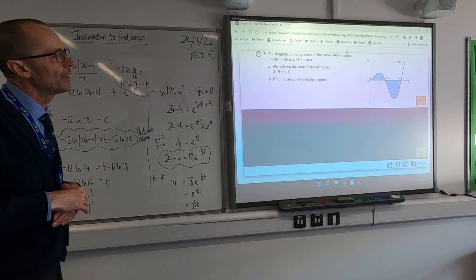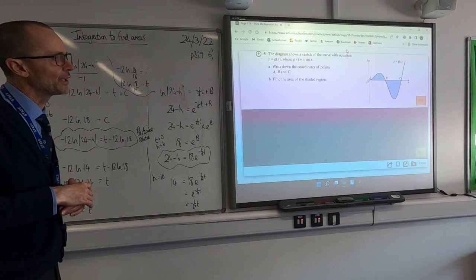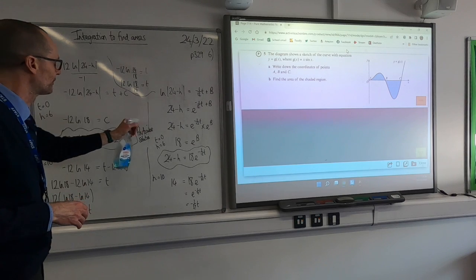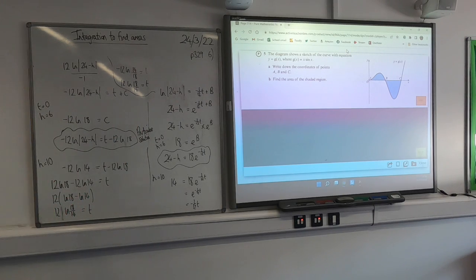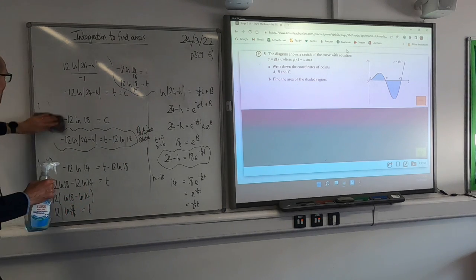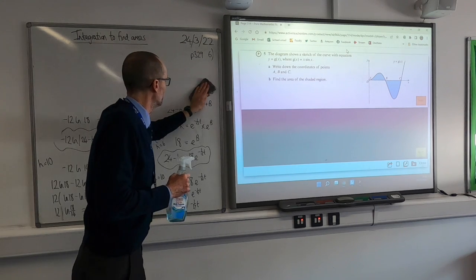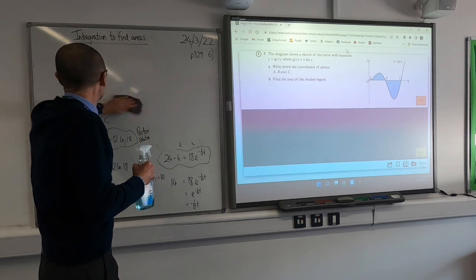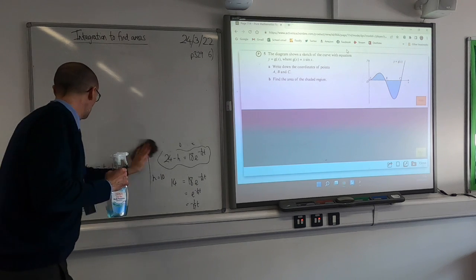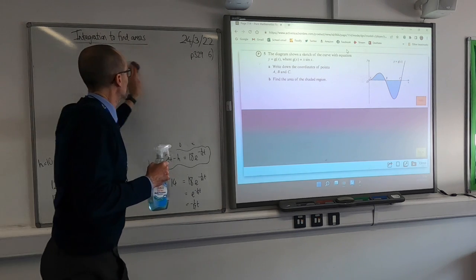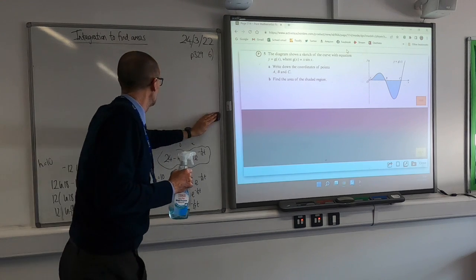And this question starts off by getting us to work out what A, B and C are. So Isabel, what do I know is true about the graph where it crosses the x-axis, or rather those points? Y equals 0. So we're going to firstly ask, before we do any sort of integration, when does x sin x equal 0?